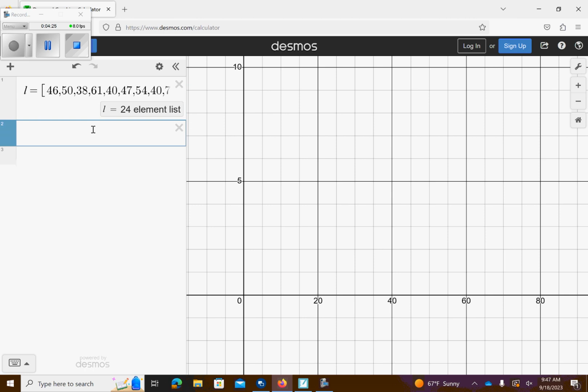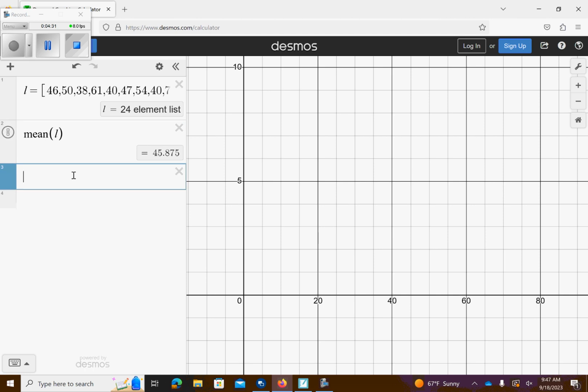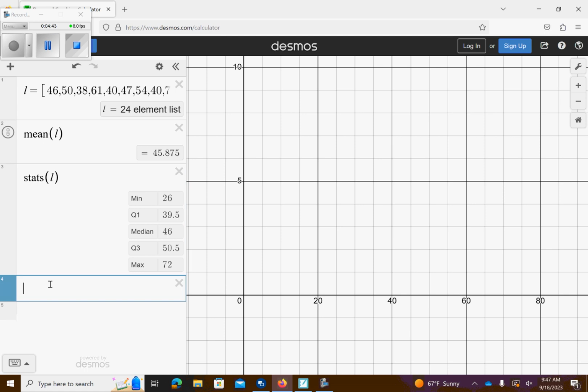Okay. If we want to find the mean of this, just type in mean of L. So our mean is 48.75. To find the median, if you type in the word stats and do the stats of L, this will give us our min, Q1, our 5-number summary, basically what it gives us. And if I wanted to find the standard deviation, STDEV of L, so our standard deviation is 10.19 roughly.